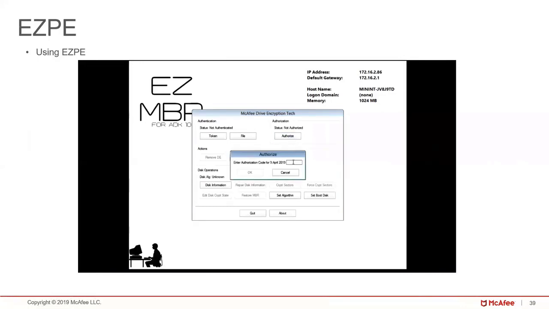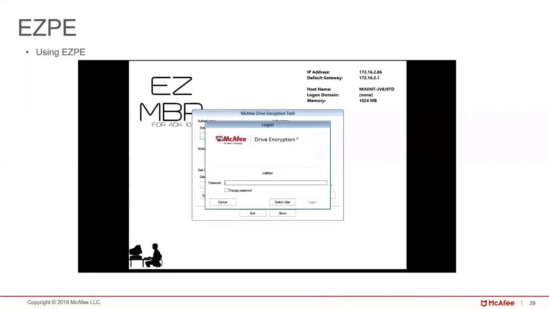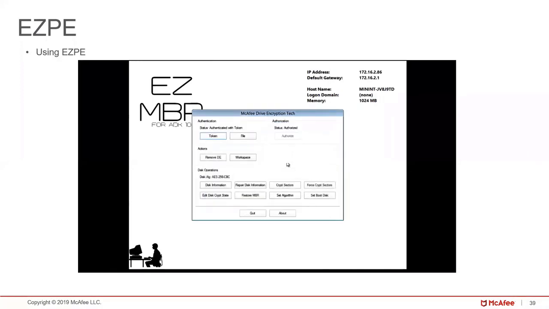You'll notice there is no emergency boot option, as this is a WinPE environment. We can still authorize with the code of the day and authenticate using the token or file option, just as we would in a standalone. But different than the standalone, in this environment, we now have the ability to utilize a file browser. The EZPE includes a file browser, but you're also free to use one of your own.